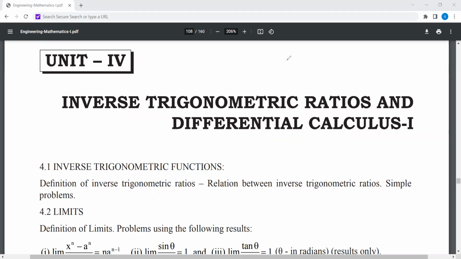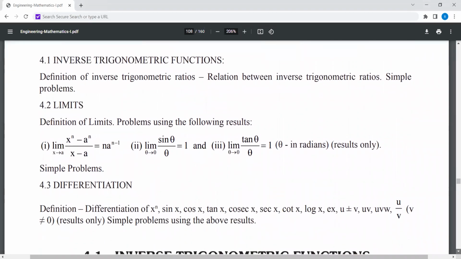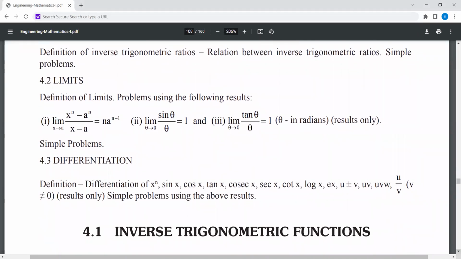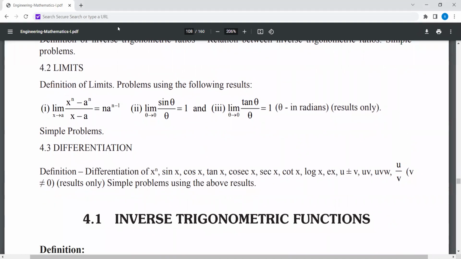Next, 4.2 Limits. What do you mean by limits? Definition of limits. Problems using the following results. This is an important formula for limits.